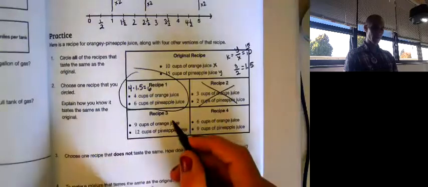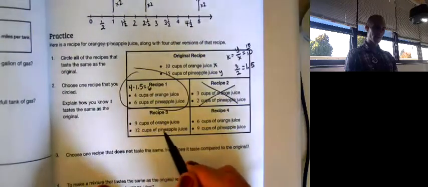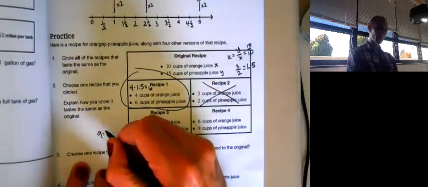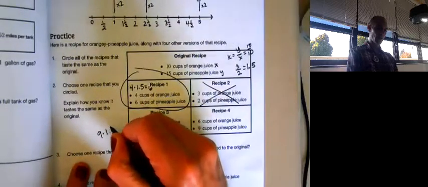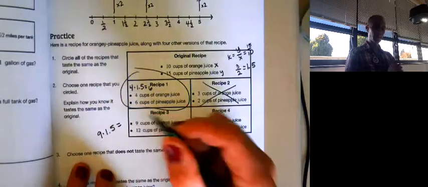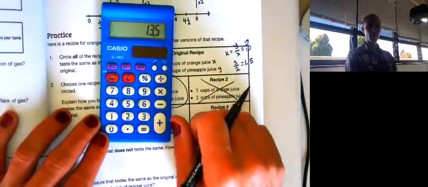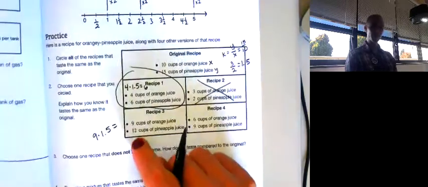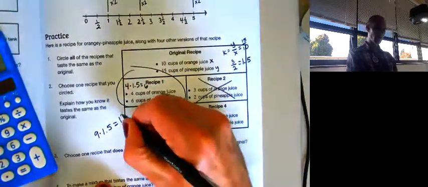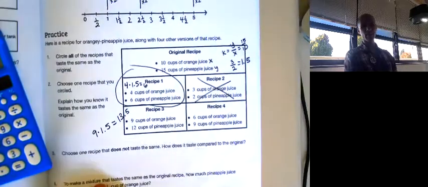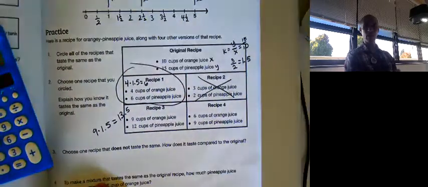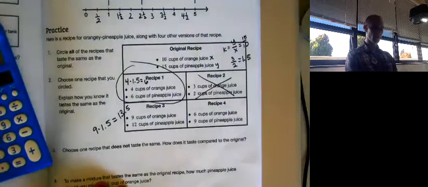So recipe 3, 9 cups of orange juice and 12 cups of pineapple juice. Well, if I do 9 times 1.5, I don't think that's going to equal 12. We can always check with a calculator. Let's see. 9 times 1.5 equals 13.5. So this one doesn't have enough pineapple juice. So it's probably still going to taste a little too orangey or maybe not pineapple-y enough. So we're not going to select that.